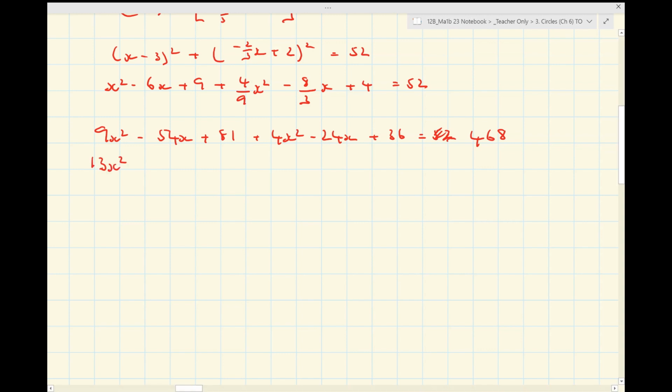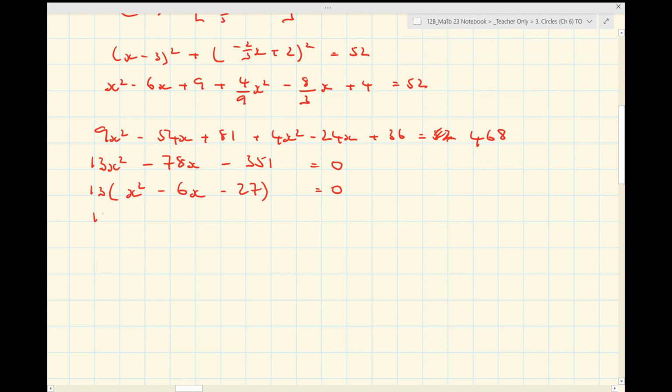13x squared, minus 54x minus 24x, minus 78x. And then for my numbers here, I've got 81 plus 36. And from that, I'm going to minus 468 to bring that 468 onto the left-hand side and set my equation equal to 0. Right, I need to factorise that. I bet 13 will go into everything. 13x squared minus 6x minus 351 divided by 13 is 27.